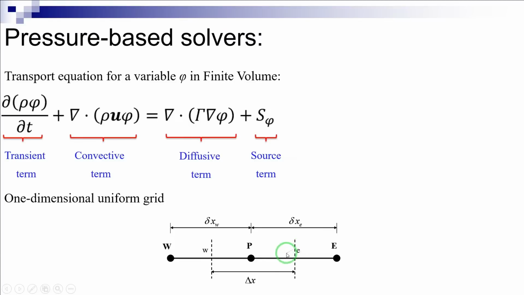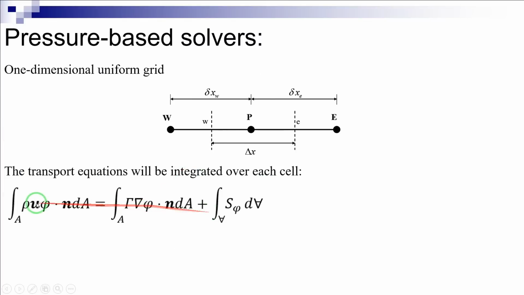The distances between the nodes W and P and between the nodes P and E are identified by delta x W and delta x E respectively. Similarly, the distance between face w and face e is denoted by delta x. In the finite volume method, the transport equations will be integrated over each cell as shown here.